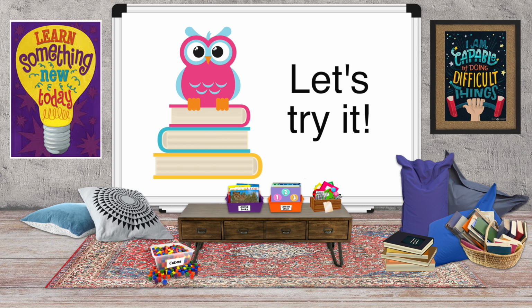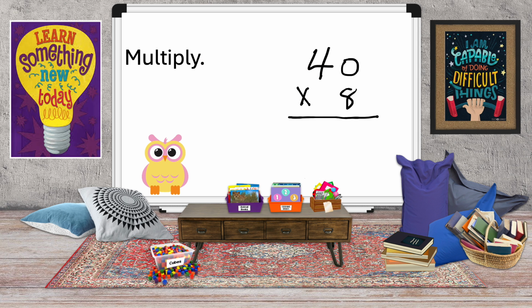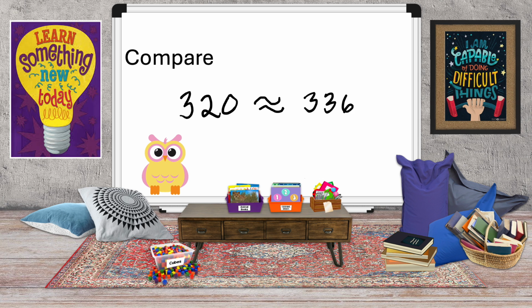Alright, let's try it. Round 42 to 40. 40 times 8 equals 320. Check the actual answer. 8 times 2 equals 16. Bring down 6 ones and regroup 1 ten. 8 times 4 equals 32. Plus 1 equals 33. The real answer is 336. Our estimate is close.